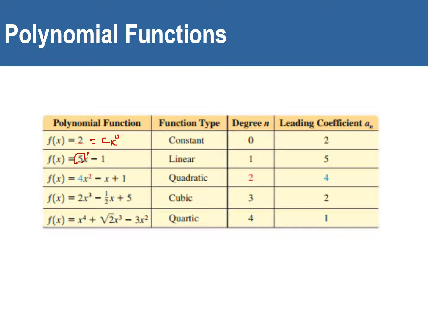For the quadratic function, the degree is 2 because that's the highest power. And the leading coefficient is 4. For the cubic function, the degree is 3. And the leading coefficient is 2. In this example, this is a quartic function. Now, this is an ugly number. It's okay that it's a square root of 2, but the highest power is 4, and the leading coefficient is 1. There's an implied 1 there.